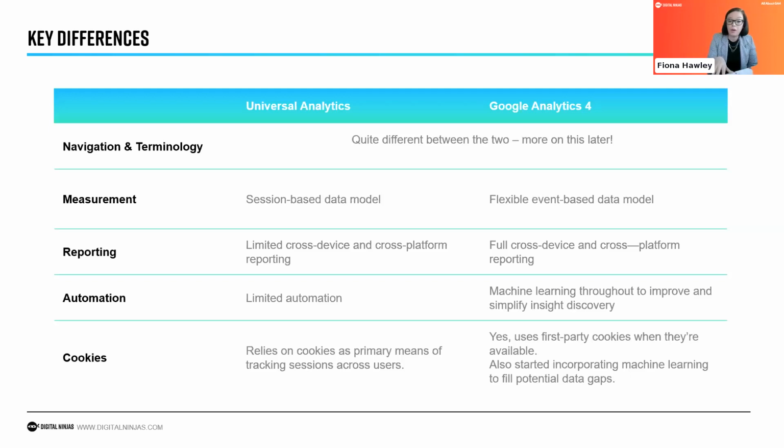In GA4, however, automation features include advanced machine learning capabilities, such as automated insights, predictive metrics, and anomaly detection. These features allow GA4 to automatically identify trends, patterns, and anomalies in your data and provide insights and recommendations based on that analysis. GA4 also offers automated event tracking, which can help streamline the process of tracking user behavior.